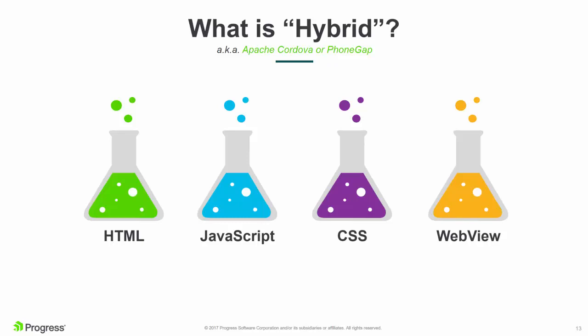Now, hybrid apps use Apache Cordova, otherwise known as PhoneGap, which acts as a bridge between these web technologies and your app container. This means you're using JavaScript with Cordova and plugins to access native device features, plus mobile frameworks like Kendo UI or Ionic to build your app.